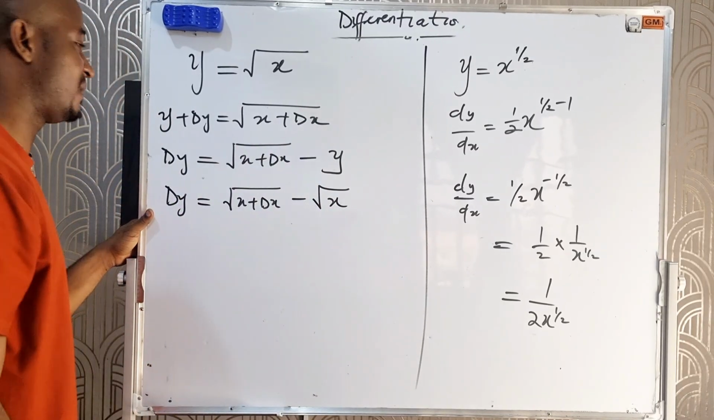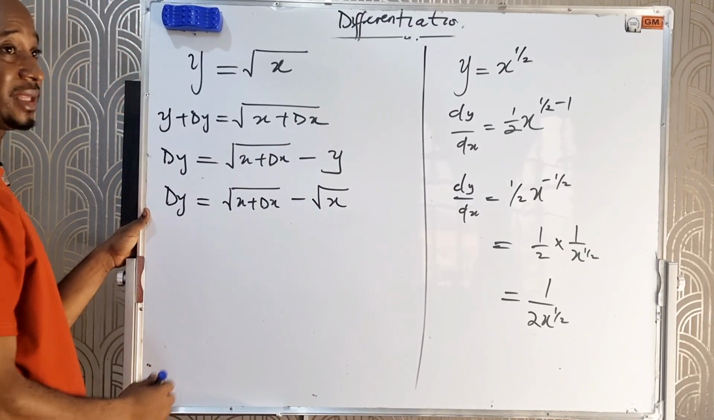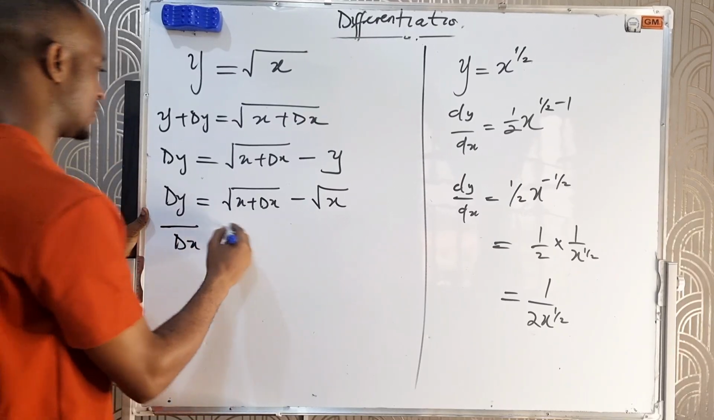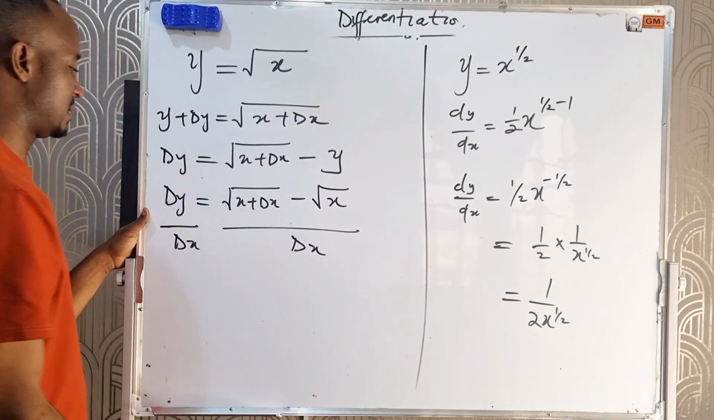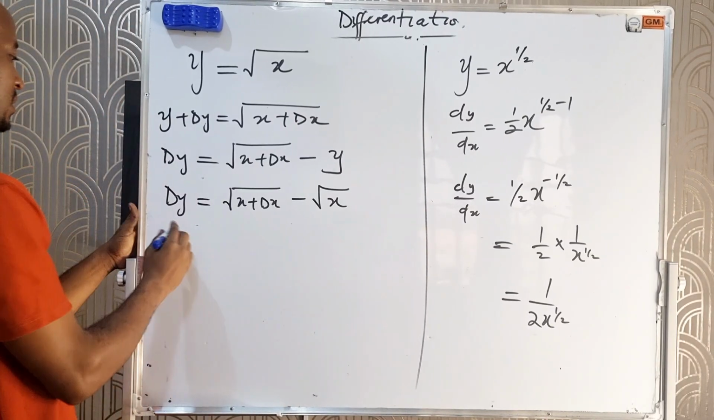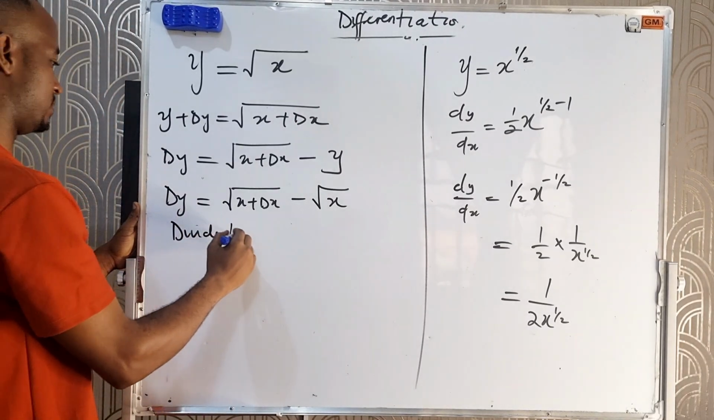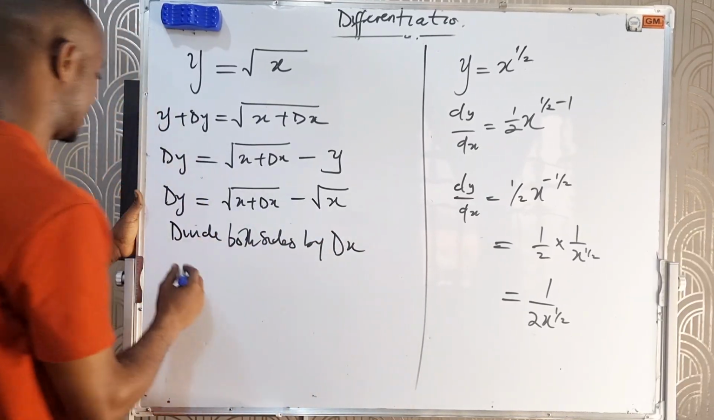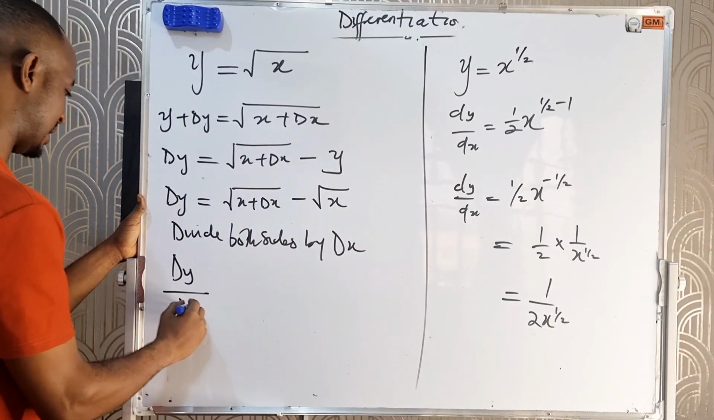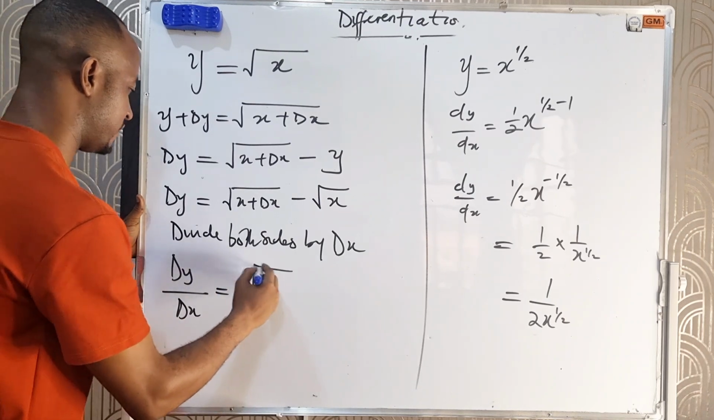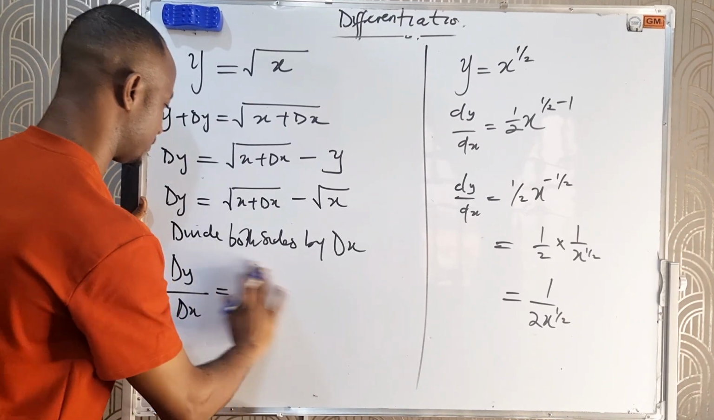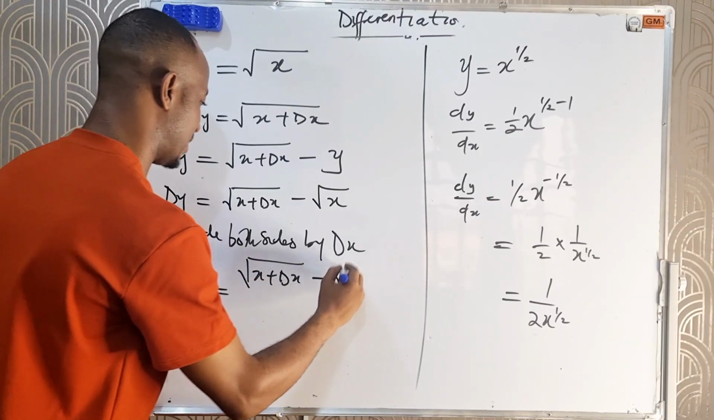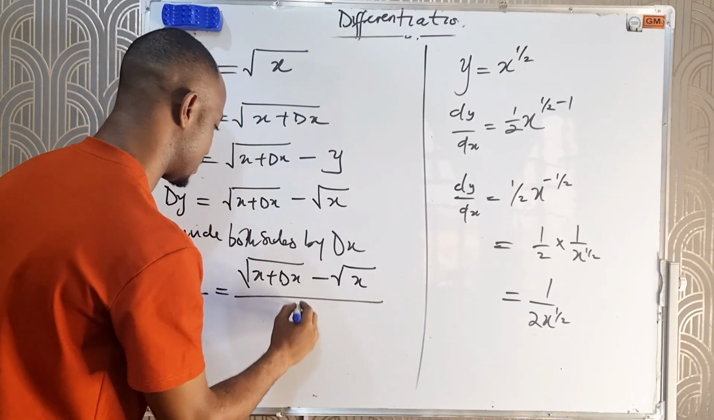Now the next step is to divide both sides by delta x. That will give us delta y over delta x. Divide both sides by delta x. So we have delta y over delta x equals root of x plus delta x minus root x, all over delta x.